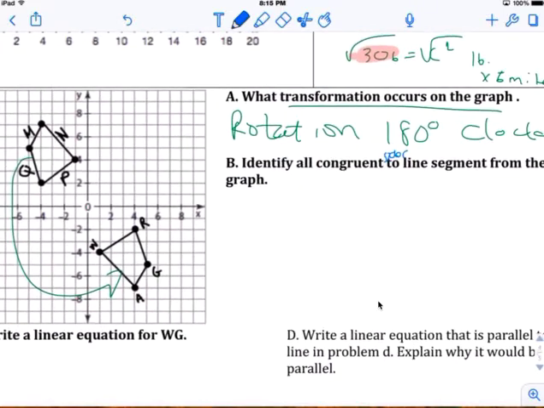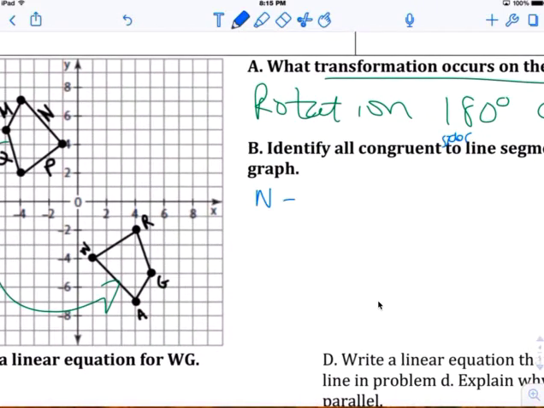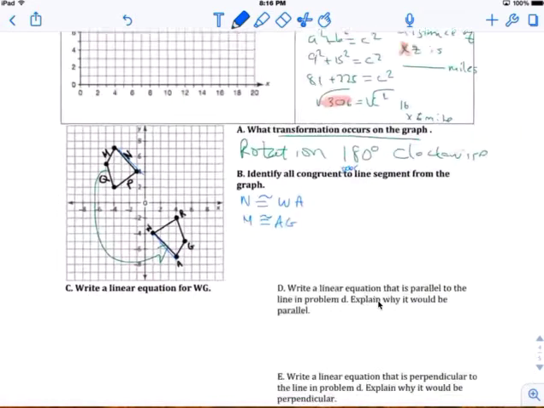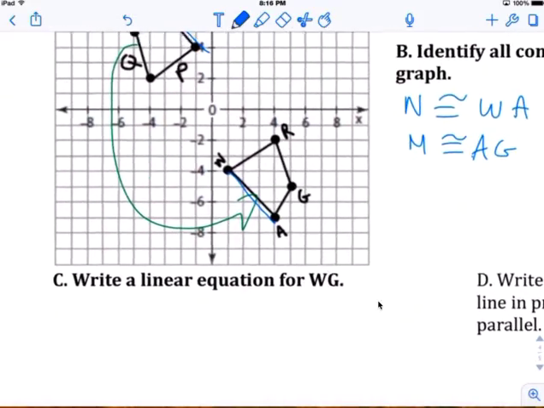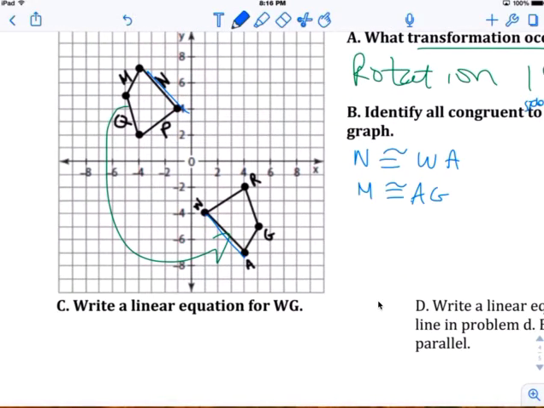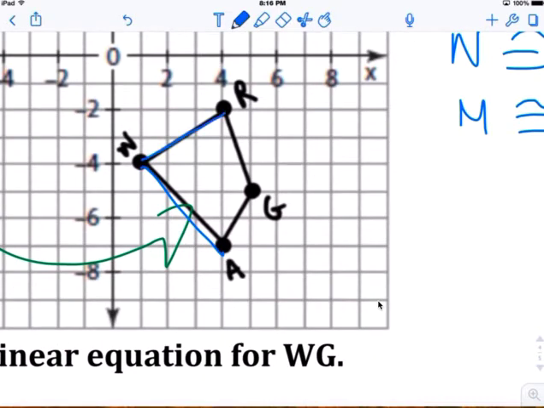Okay, so let's see. N is congruent to WA, right here. M is congruent to AG. Well, you guys finish the rest. Write a linear equation for WG. Well, they want you to write an equation for WG right here. WG right there.